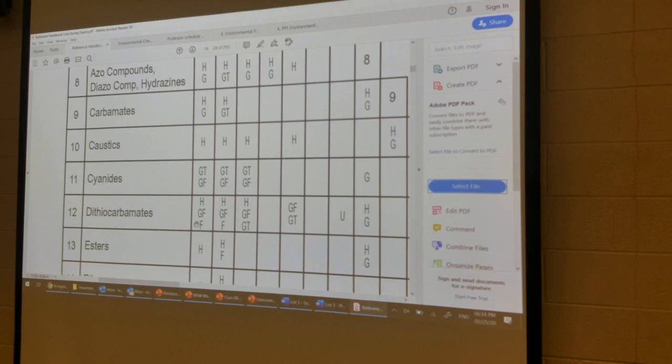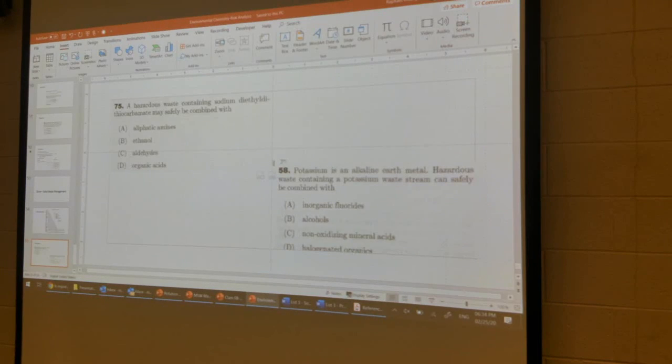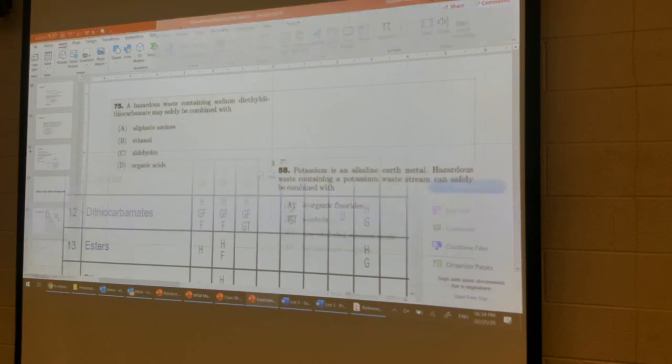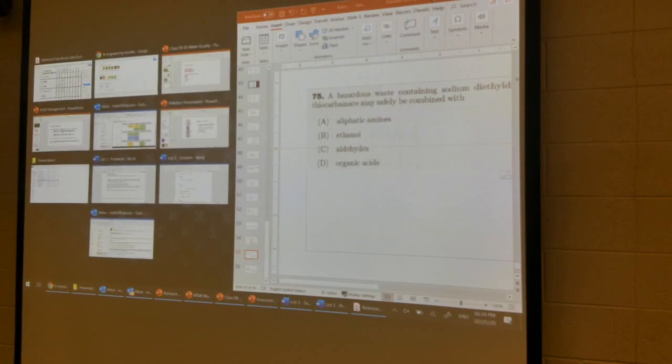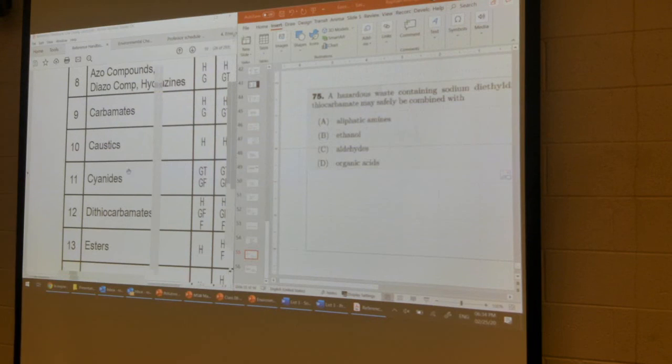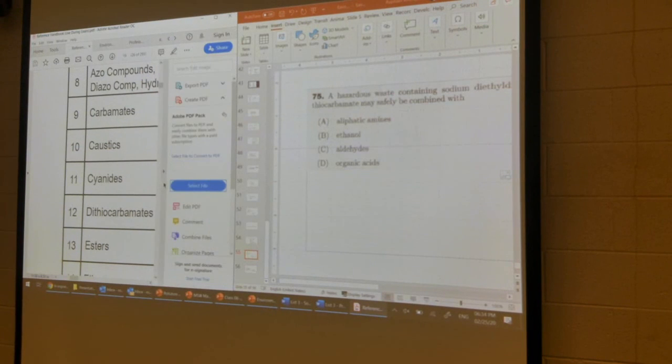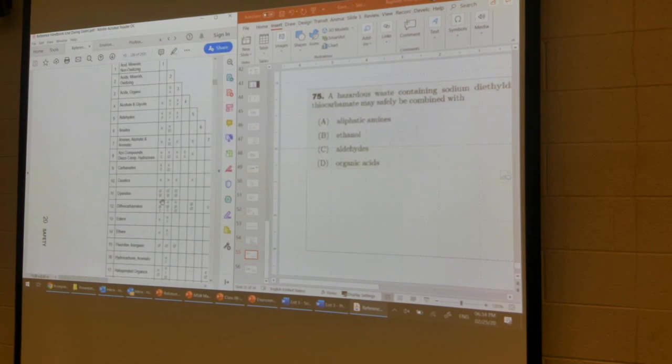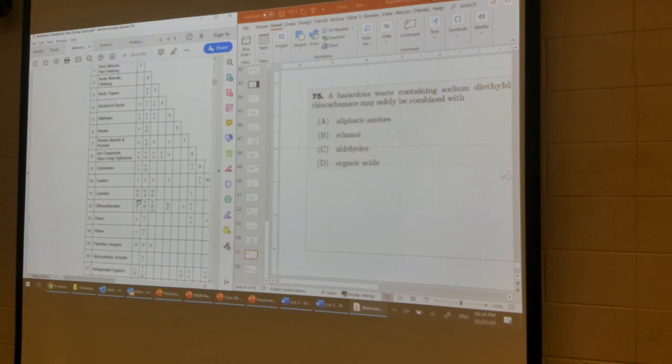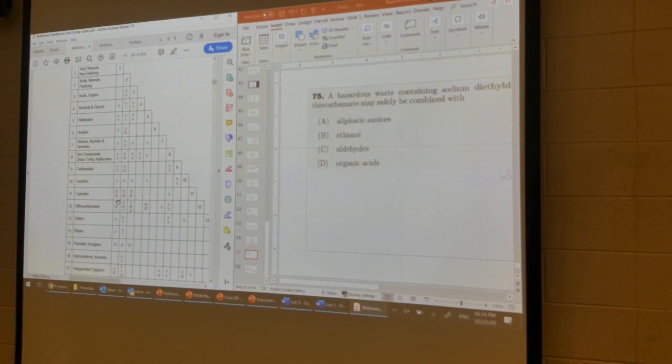So, what other categories are we talking about? Let's go back. We're talking about either aliphatic amides, ethanol, aldehydes, or organic acids. So you just go to the table and see what the compatibility is. I'm going to leave this here, and then we can go through the table. So they react with the groups from 1 through 12.